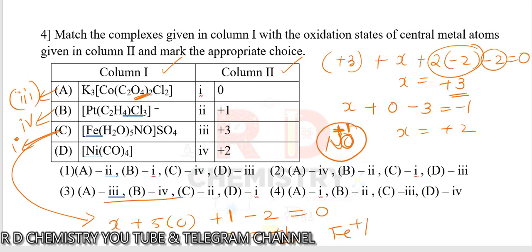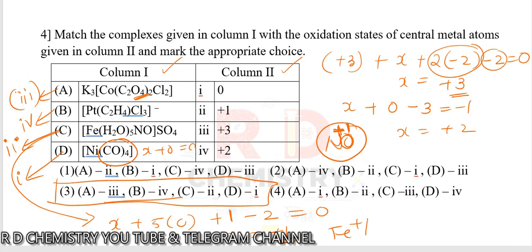Okay. Then last one remaining, the nickel complex. Carbonyl is a neutral ligand. So therefore X plus 0 is equal to 0. So it is 0. Okay. Right. Complex number C, iron is plus 1 state, that is the option number 2. And D, your nickel 0 state, that is the option number 1. Okay. So the answer is option number 3. Is that okay? Fine.